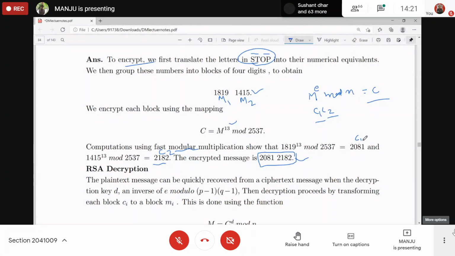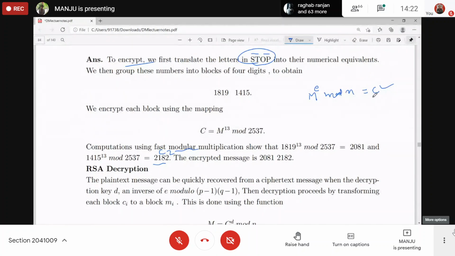Then we need to decrypt this one. So in the encryption, what we have done, we have calculated the C part, right? M we can easily translate, and E and N are given. So for decryption, C will be given, right? We need to calculate the message, or calculate M. From there, we can easily translate into English, right?